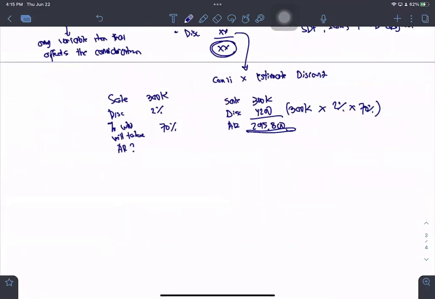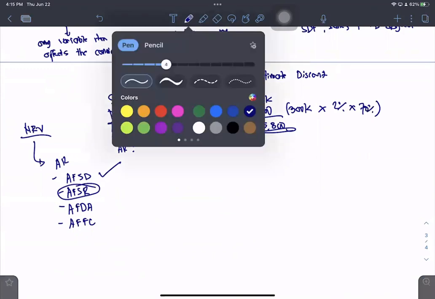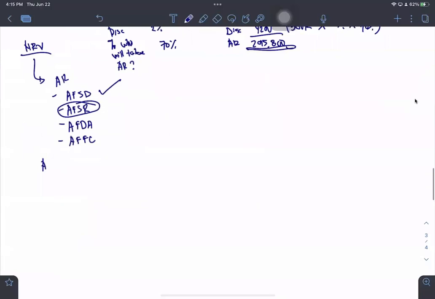So take note, again, we're talking about your net realizable value. And under net realizable value, we have here your AR, less allowance for sales discount, less allowance for sales return, less allowance for doubtful accounts, less allowance for freight charge. We're done with allowance for sales discount. So our next is your allowance for sales return. So let's continue with allowance for sales return.